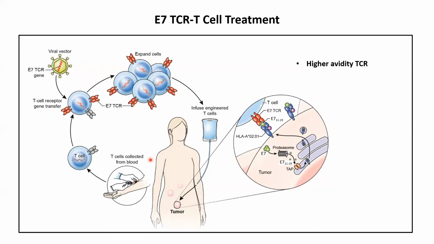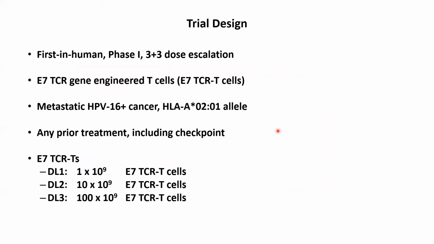And the E7 TCR treatment works like the E6. Again, it's a peripheral blood T cell collection, engineering with a retrovirus encoding, in this case, the E7 T cell receptor, expansion of the cells, administration of the cells. The E7 T cell receptor recognizes the E7 epitope presented by an HLA-A2 molecule. So the trial design was a first-in-human phase 1, 3+3 clinical trial. Treatment was with E7 TCR gene-engineered T cells. We call these E7 TCR T cells.